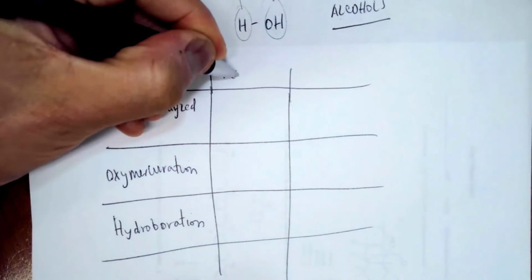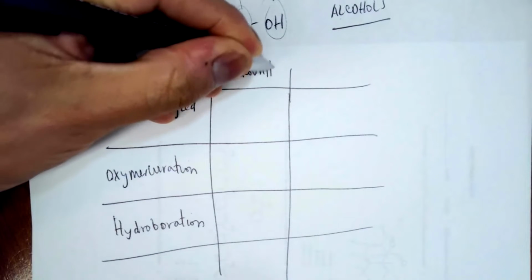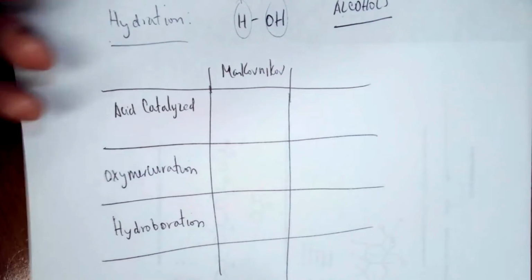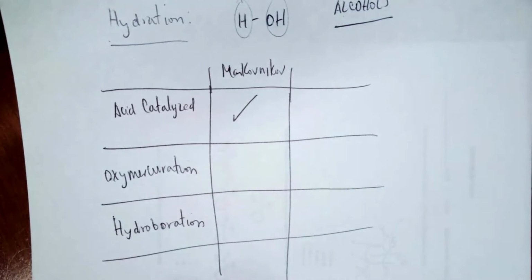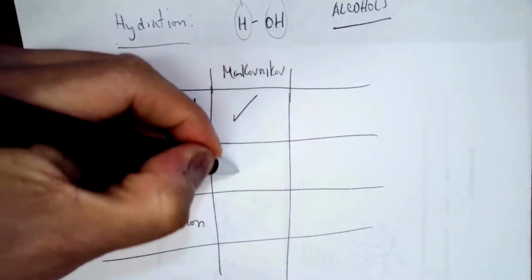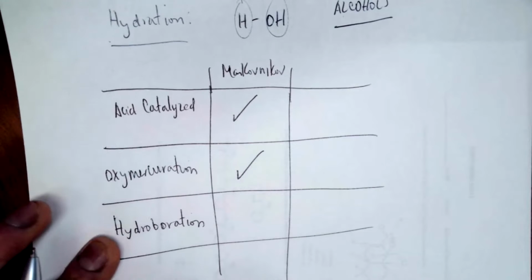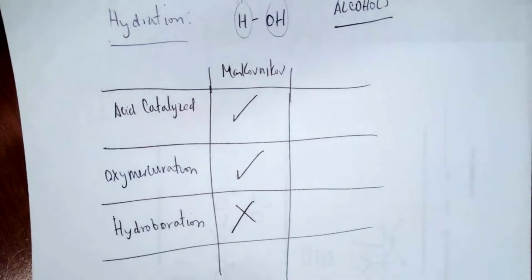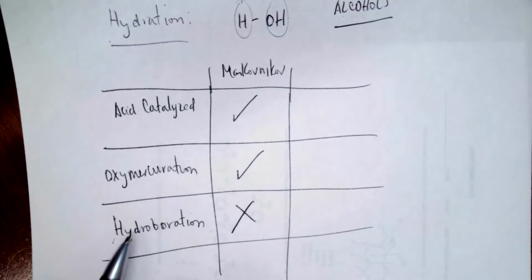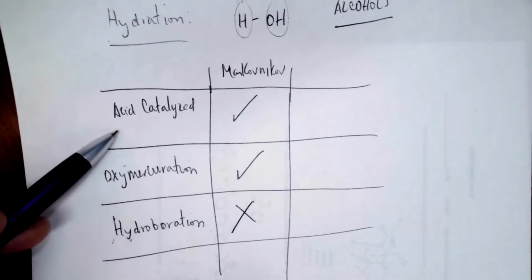Which one follows Markovnikov? Acid catalyzed follows Markovnikov? Yes, it follows Markovnikov. Oxymercuration follows Markovnikov? Yes, it follows Markovnikov. Hydroboration follows Markovnikov? No. This is actually anti-Markovnikov. That's the difference between hydroboration and these other reactions.